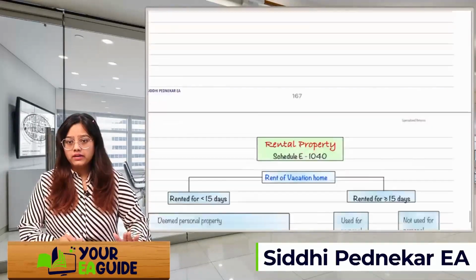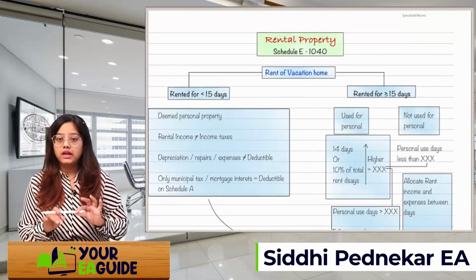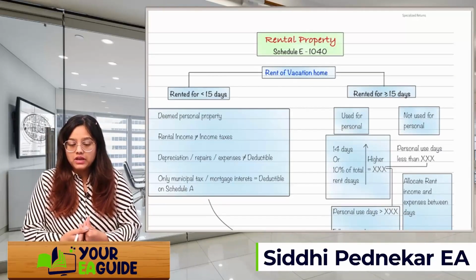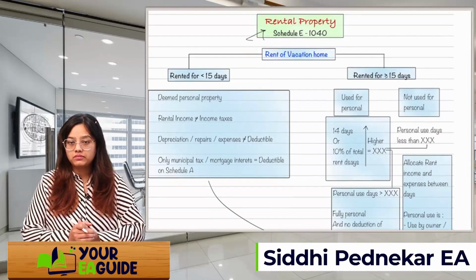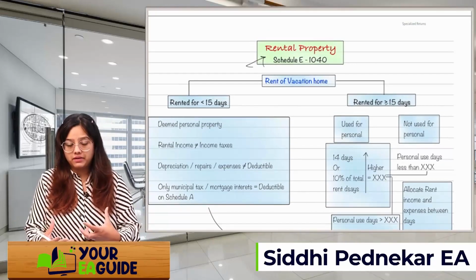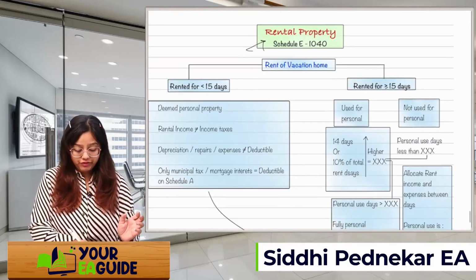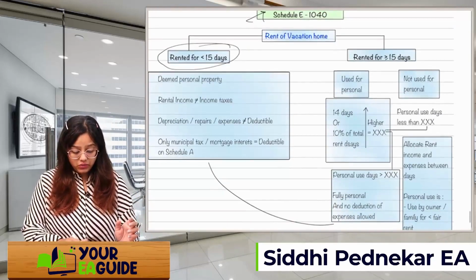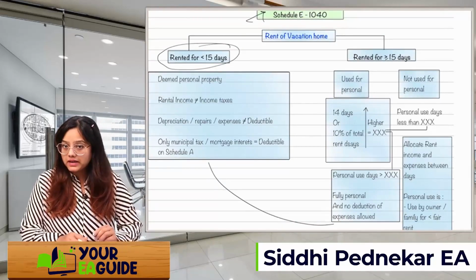Okay. Let's start with the next, that is rental property. In rental property, if you are earning any income, you will have to show it on Schedule E of 1040. Okay. Now here there is one criterion. If your home is vacant and it has been rented for less than 15 days, then it will be deemed personal property, means rental income will not be taxed.